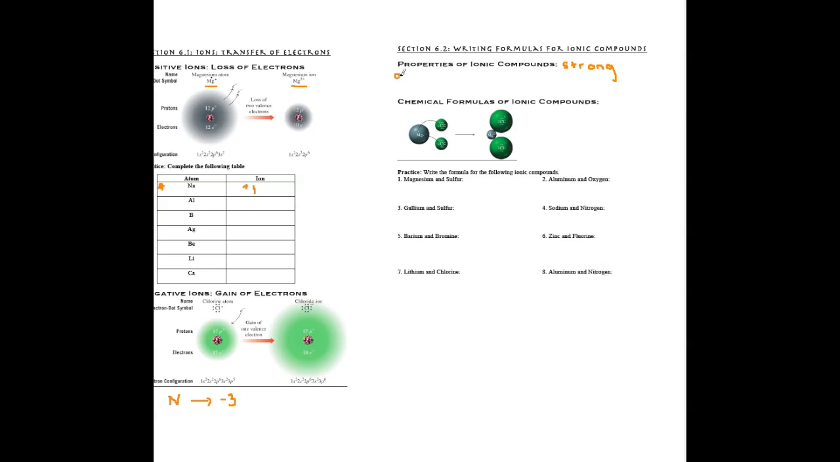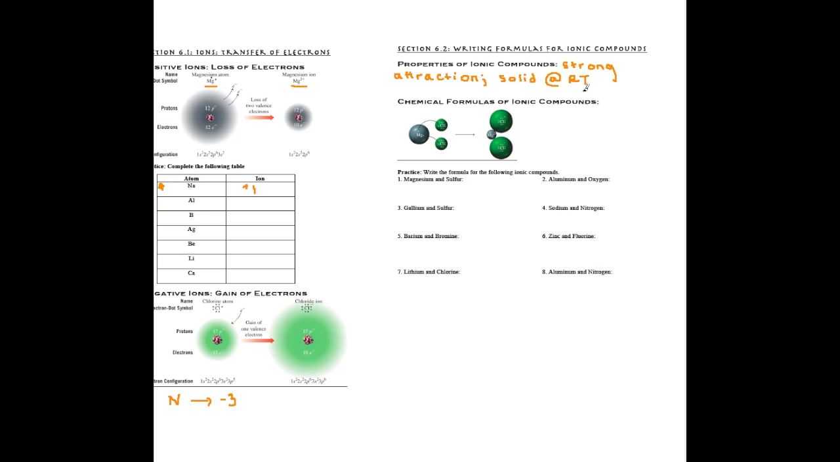And as a result of this strong attraction, ionic compounds are going to be solids at room temperature. One good example of an ionic compound that you work with every single day is just table salt, NaCl. Table salt is a solid at room temperature.